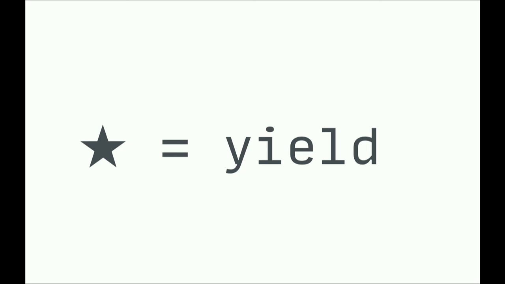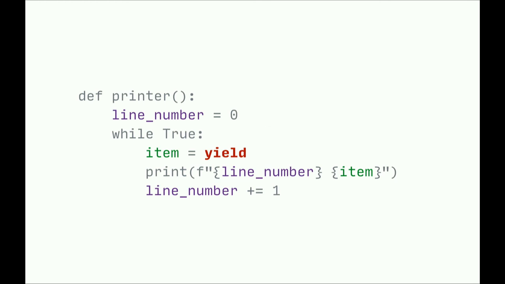So previously we were yielding values out of a generator. Now we're sending values into a generator. So we can see yield here on the right-hand side of the item equals assignment. And we're going to be able to send values in here.